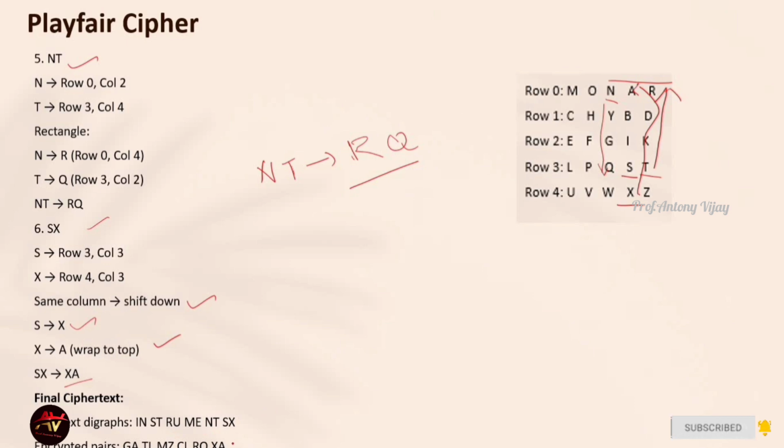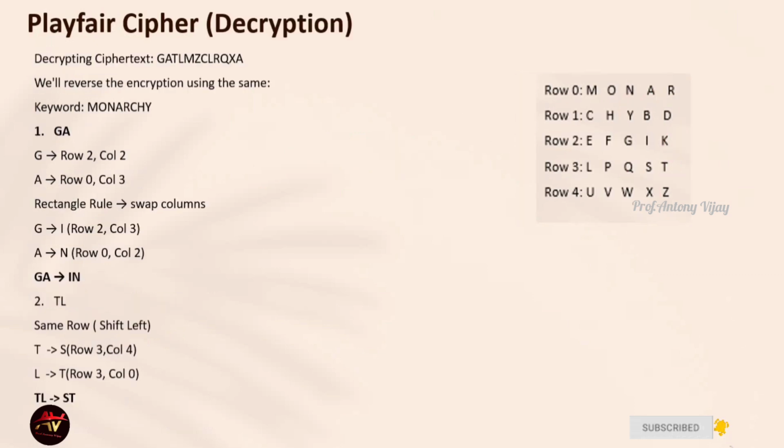Finally, after replacing, we got GA, TL, MZ, CL, RQ, XA. This is the encryption process. Now we have to reverse it for the decryption process. Recently we got GA, TL, MZ, CL, RQ, XA. We have to separate them like this, in pairs.